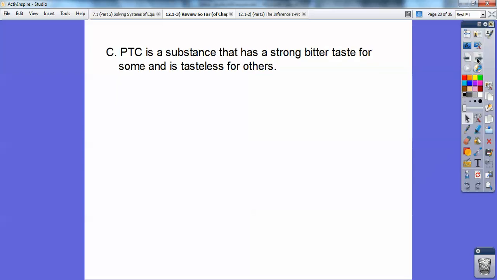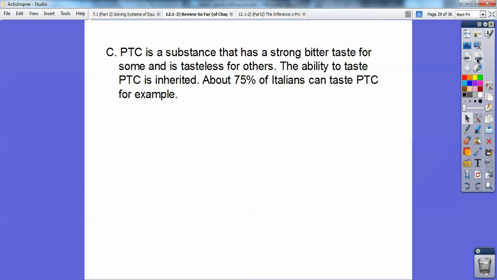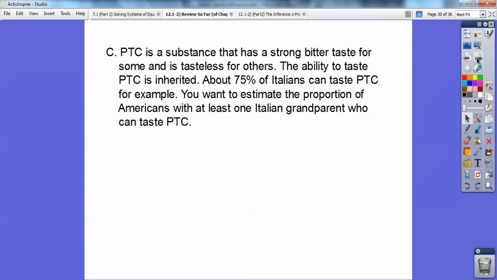Okay, PTC, I was not aware of this until I started reading out of this book, is a substance that has a strong bitter taste for some and is tasteless for others. It's tasteless for me. The ability to taste PTC is inherited. About 75% of Italians can taste PTC, for example. So you want to estimate the proportion of Americans with at least one Italian grandparent who can taste PTC.